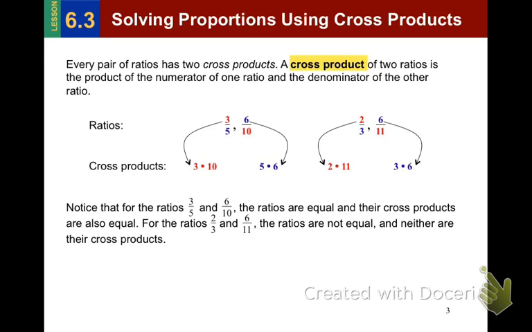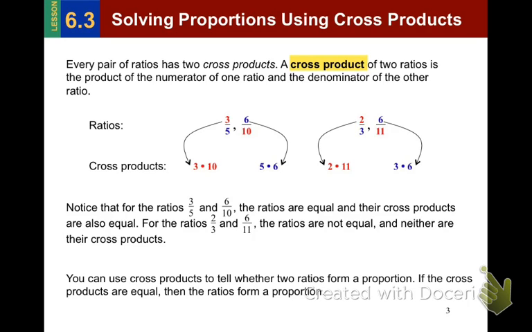So the ratios are equal and the cross products are also equal in the first one. But in the second one, the ratios are not equal and the cross products are not equal. And this holds true for all of them. So we can use cross products to tell whether two ratios form a proportion. If the cross products are equal, then the ratios form a proportion. So this is important. If the cross products are equal, then the ratios form a proportion.